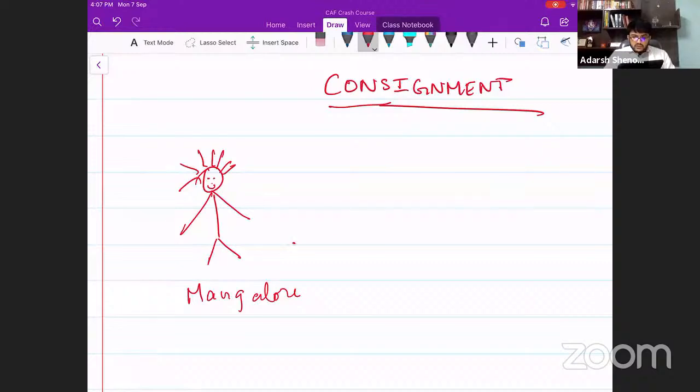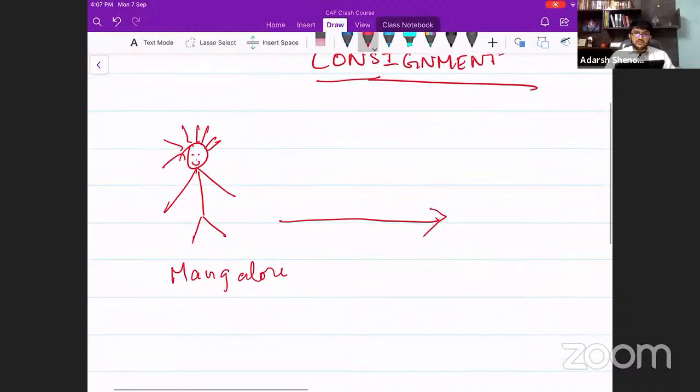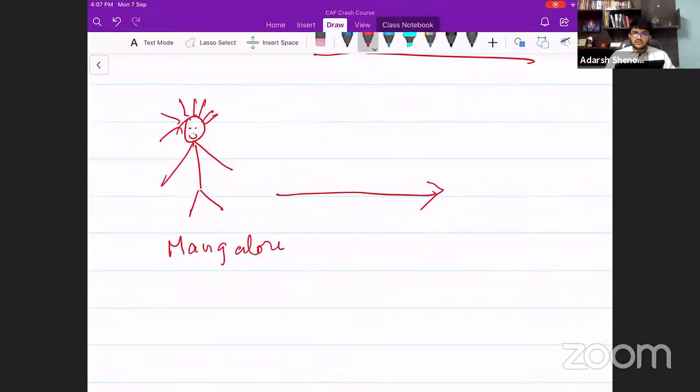Now I am a dealer in Mangalore bricks. I sell all around Mangalore, but I want to expand my business and I want to start selling them, let us say, somewhere in Uttara Kannada. Anyone from Uttara Kannada over here? Do we have anyone from the Uttara Kannada district? Which location in Uttara Kannada district?